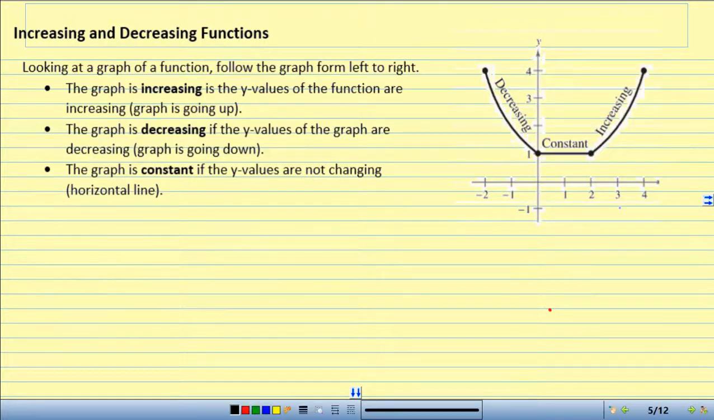So next, you have increasing and decreasing functions. You need to tell whether it's increasing or decreasing. And it says graph is increasing if the y values of the function are increasing. The graph's going up. Oh my God, how surprising. Yeah, these are notes from the book. Graph is decreasing if the y values of the graph are decreasing or the graph is going down. Oh my God, who could ever notice that?